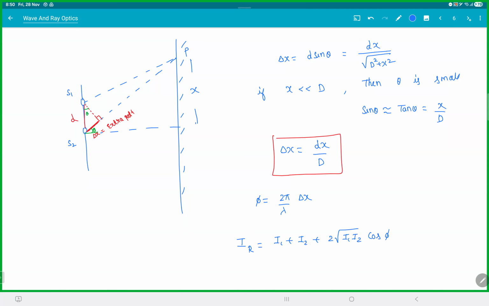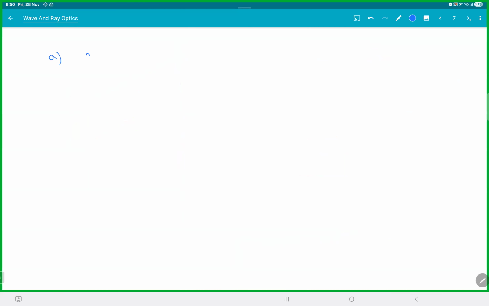Now coming back to our question. In the first part, you said x is equal to 4 mm. So use your regular formula, delta x is equal to dx by capital D. In the second case, he said x is equal to 4 meters. Then use the formula d sine theta, which is dx by root over x square plus D square. From here, you get the phase difference. The story will be the same from here: 2 pi by lambda delta x.